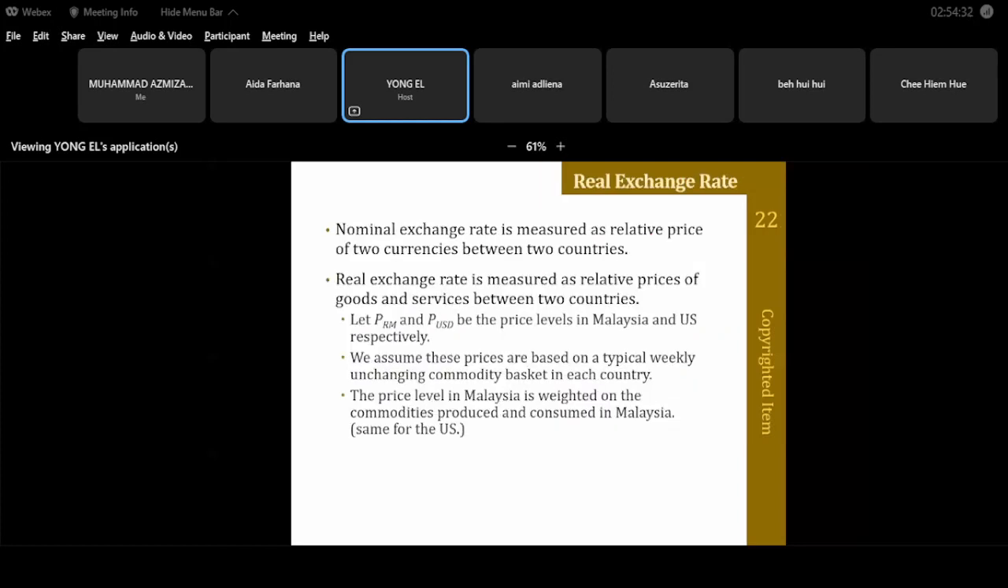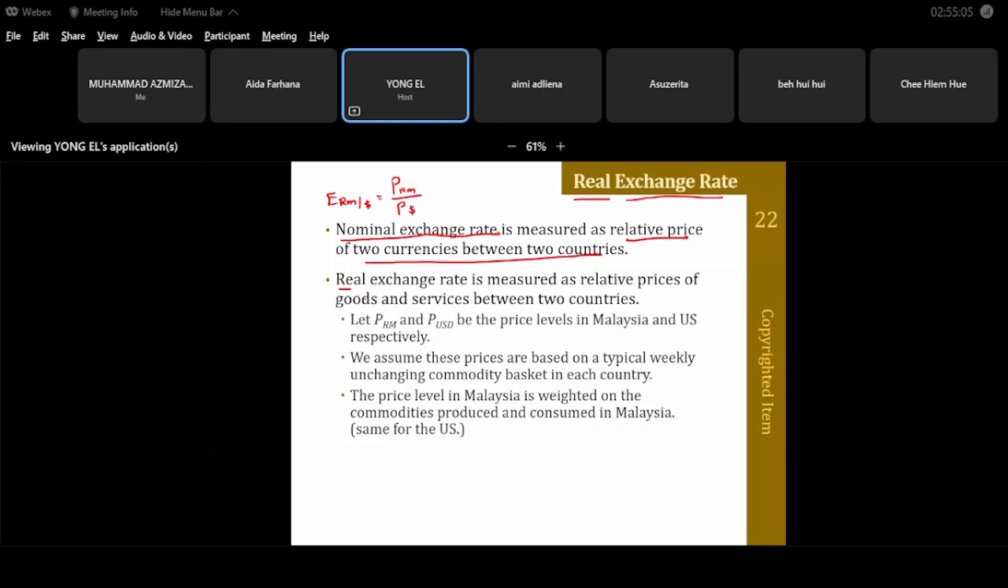For other important explanation, the next concept that we need to explain here is the real exchange rate. Remember, the exchange rate that we learned until now, for example, like here, Malaysian ringgit to US dollar, is equal to the price level ratio like this. This is actually a normal exchange rate. A normal exchange rate is measured as the relative price of two currencies between two countries.